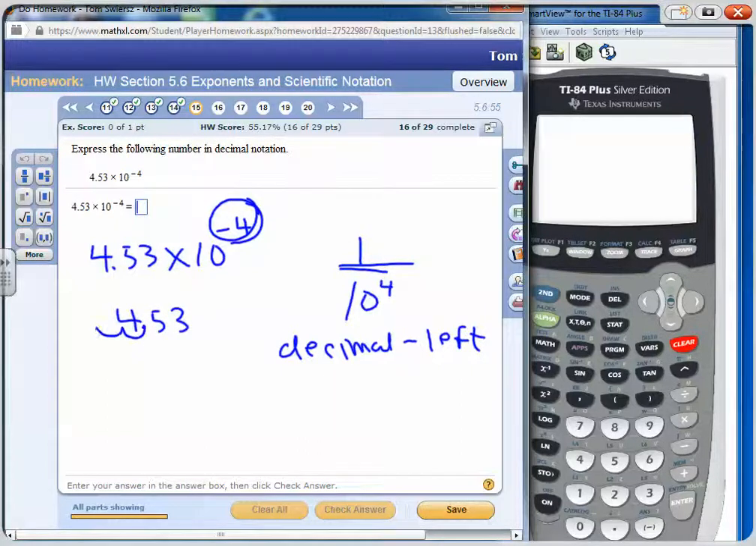So 1, 2, 3, 4. So you would have to add 4 zeros, so our number would be 0.000453. Notice we only had 3 zeros because the first time we moved it was from the right of the 4 to the left of the 4. Okay, so the answer would be 0.000453 in decimal notation.